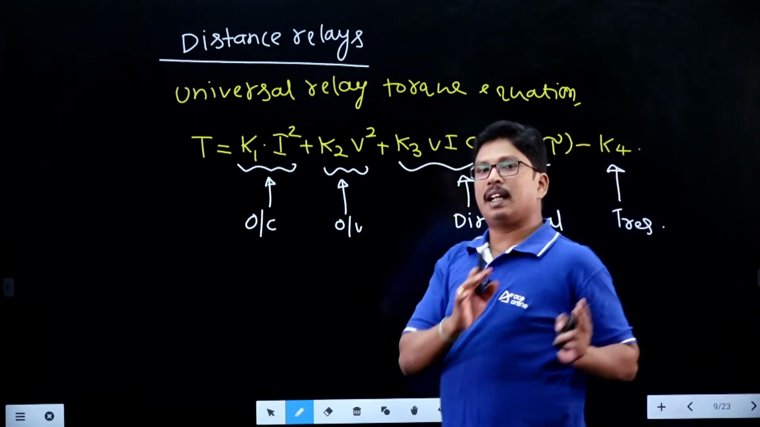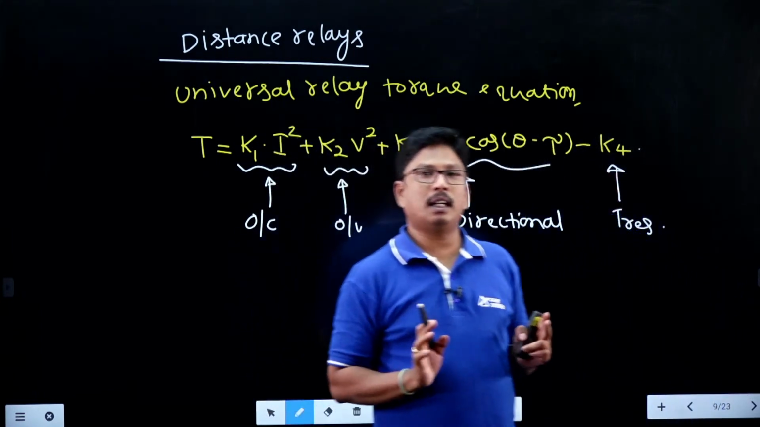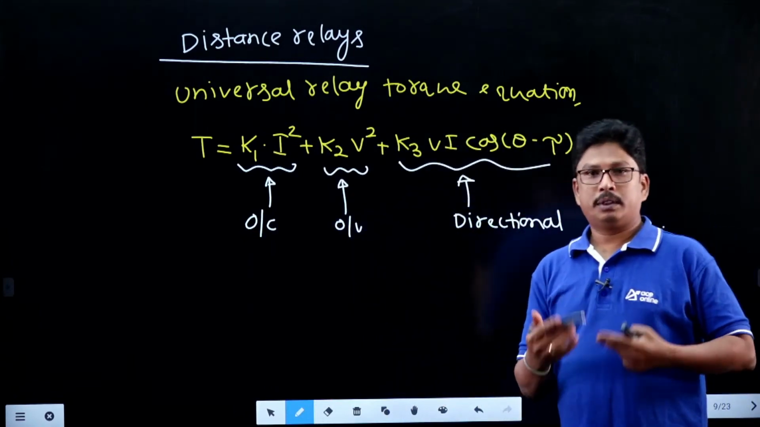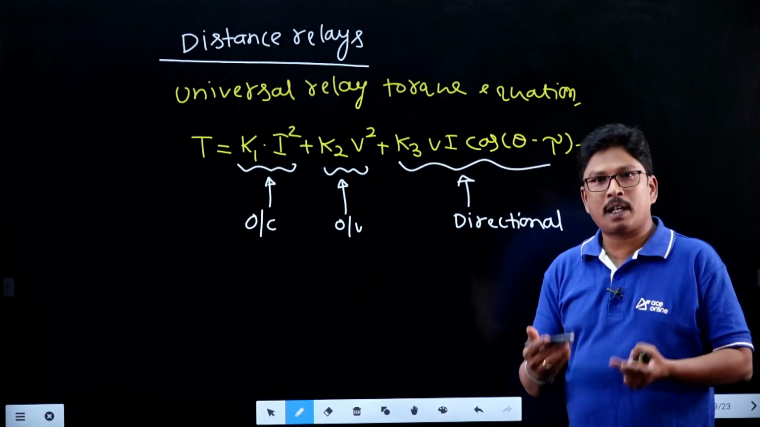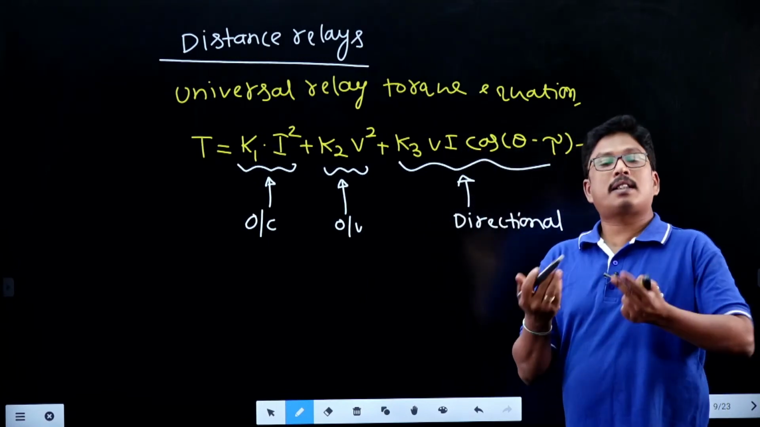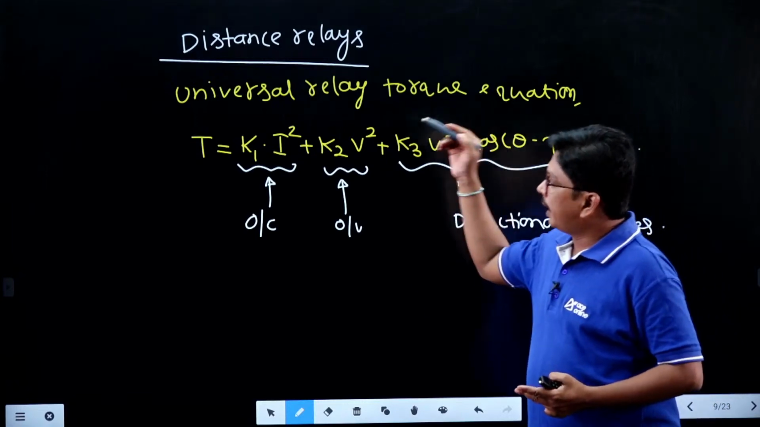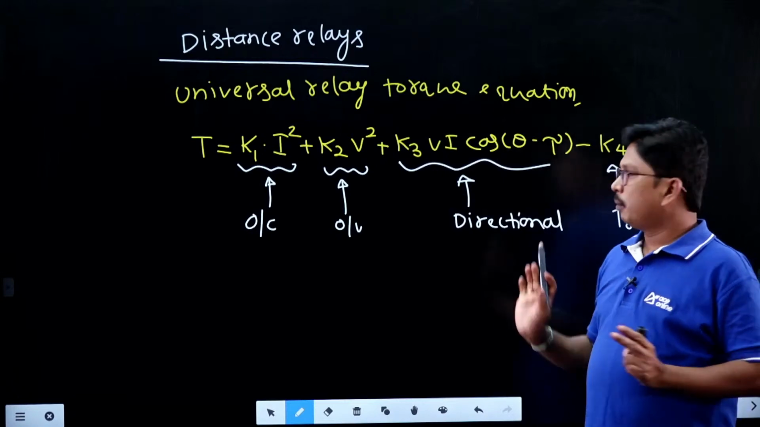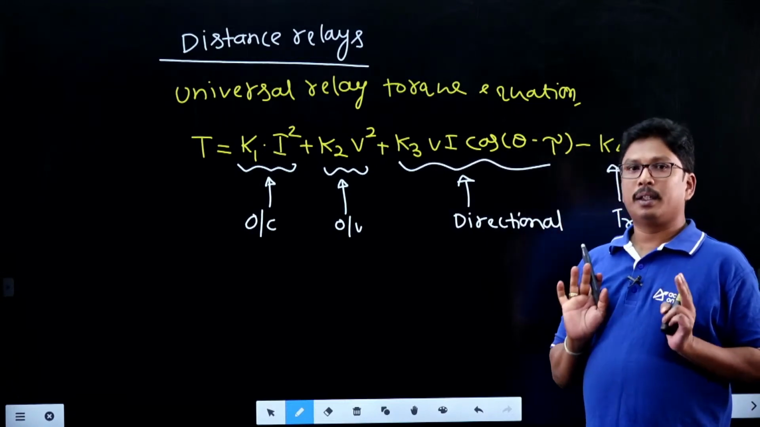Whereas in case of the other relays, suppose if you see the overcurrent relays or any other relays, the restraining torque will be provided by the spring normally. But in case of distance relays, the restraining torque will be provided by either the current unit or the voltage unit or the combination of both. We can say that is the directional unit.